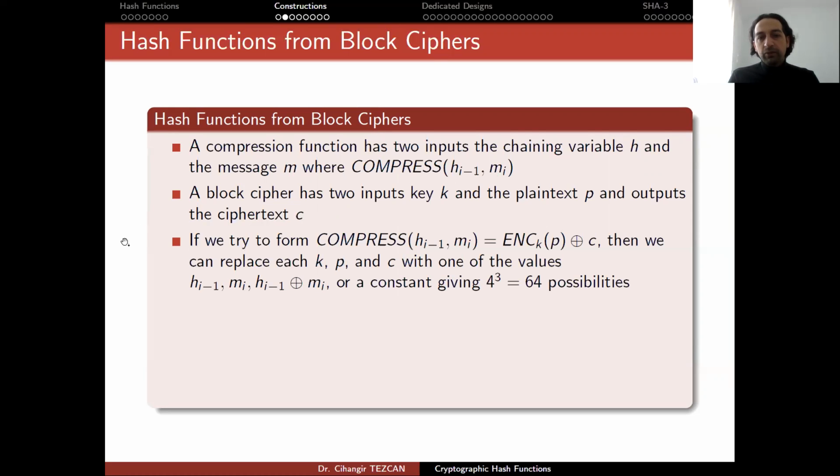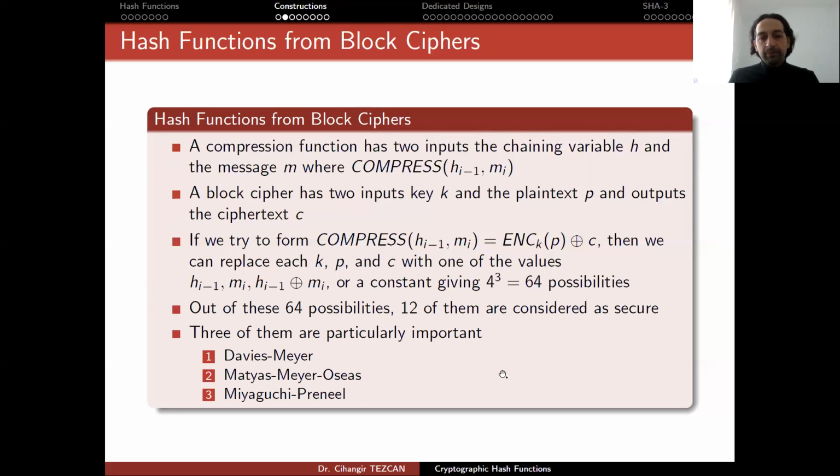So if you try to form a compression function like this, h_i = E(plaintext, key XOR C), then we can replace each of the three variables, key, plaintext, and C, with one of the variables like h_{i-1}, m_i, or h_{i-1} XOR m_i. Of course, we can replace them by a constant too. So this gives us 4^3 possibilities, which is 64. So you can convert a block cipher into a hash function in 64 different ways. But out of these 64 possibilities, 12 of them are considered as secure.